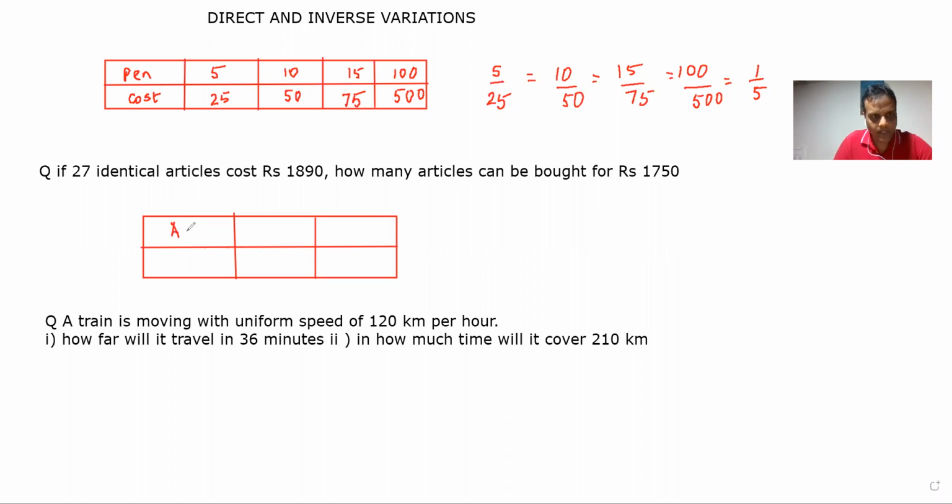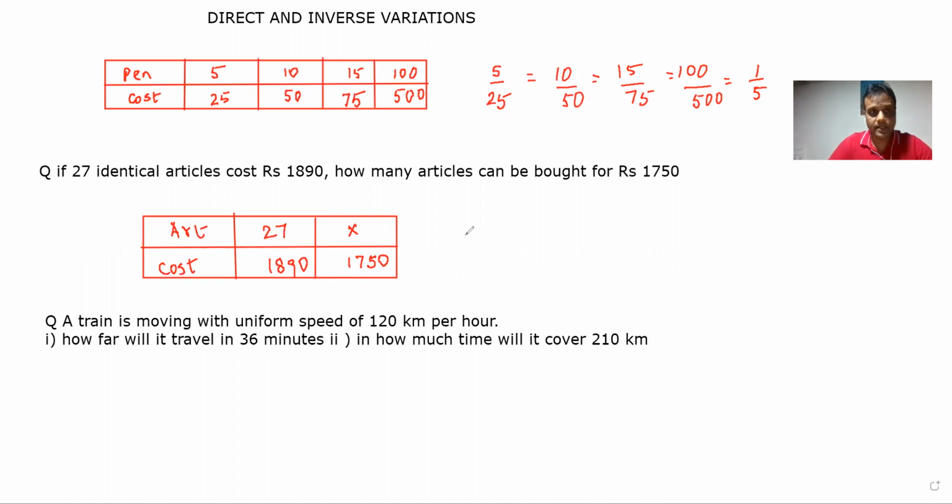So it says articles. I'm going to write in one column articles, and in the next column I'm going to write the cost. Now 27 articles cost 1890. You have to plot it. Then it is asking how many articles, which means I don't know this, so I'm assuming X can be bought for rupees 1750.